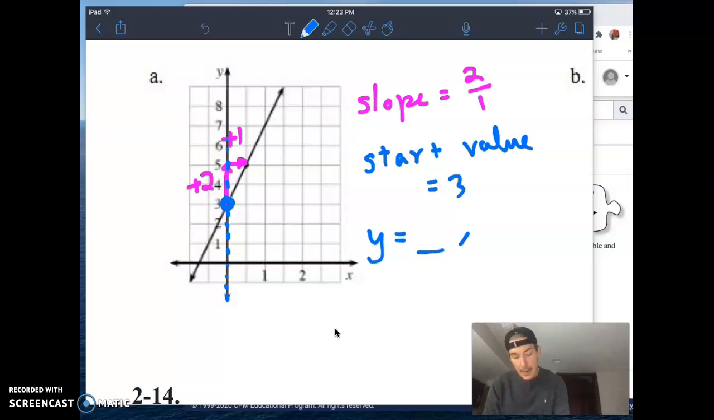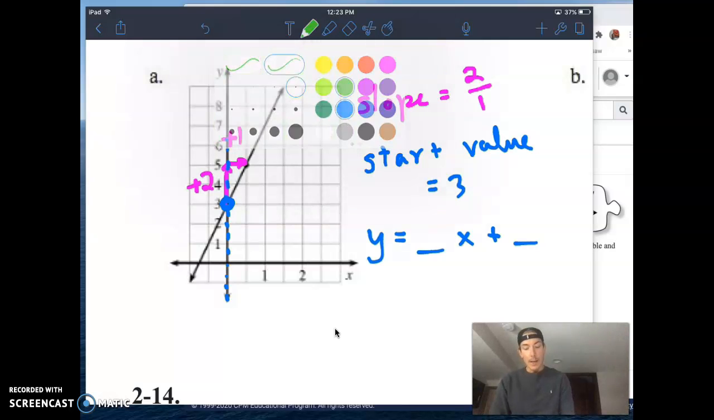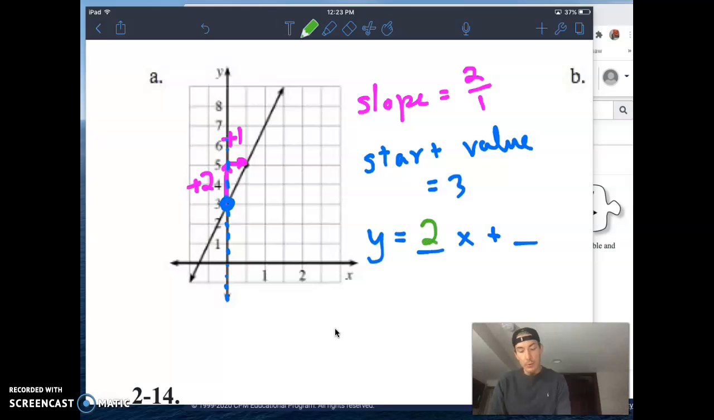Y equals blank x plus blank. Oops, not blank. There we go. Y equals blank x plus blank. And now I can fill these items in. Y equals, my slope is 2 over 1, that's 2. And plus 3.